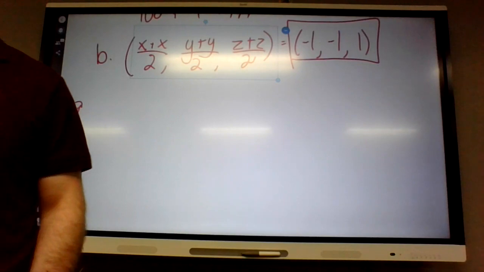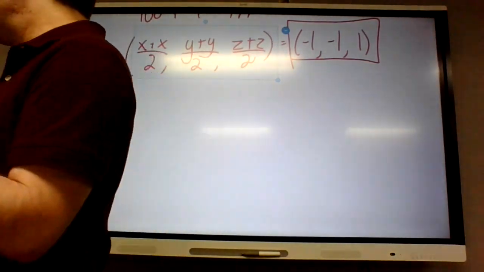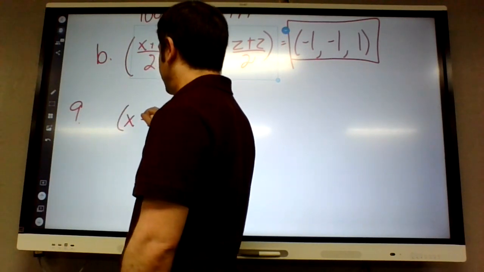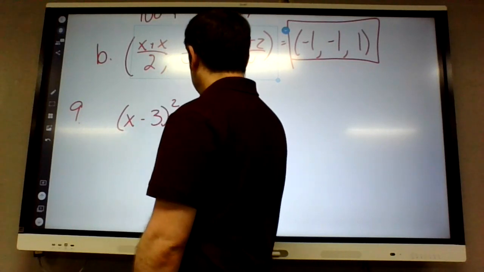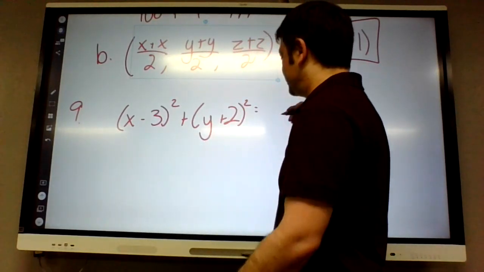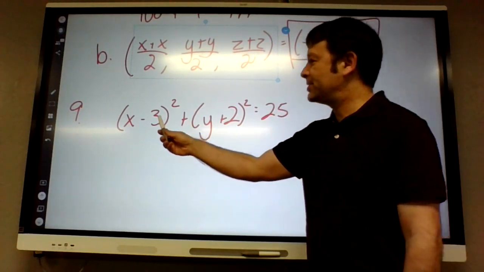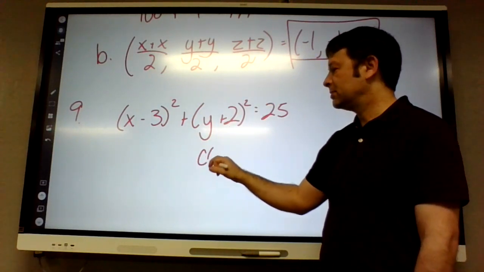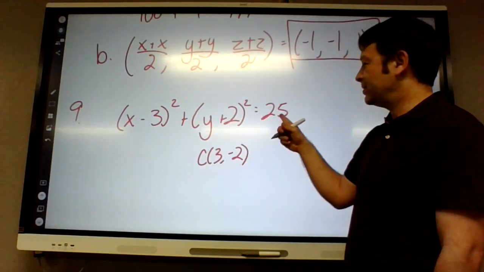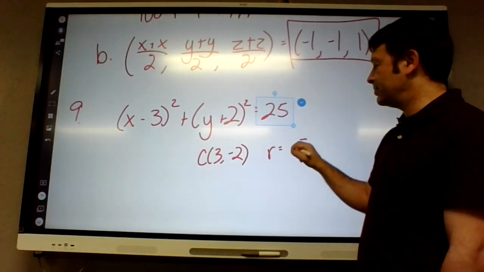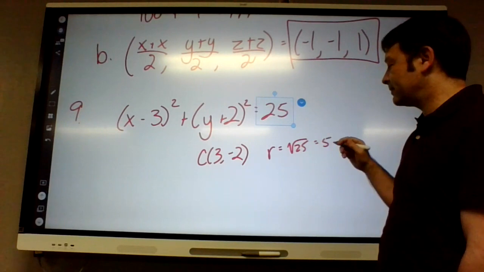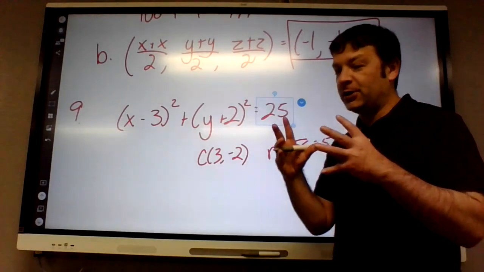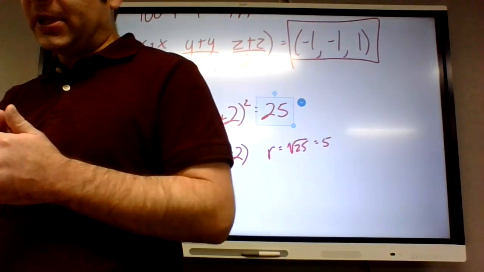Okay, number 10. You guys remember the sphere thing? So, on a 2-dimensional graph, a circle equation usually looks something like x minus 3 squared plus y plus 2 squared equals 25. That means the center of the circle is at positive 3, negative 2. And the radius of the circle is the square root of this number, 5. So in 3D it looks almost the same. A sphere is going to have the same kind of deal.